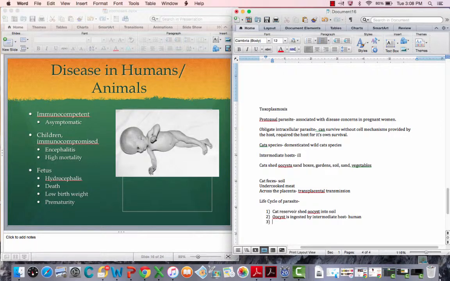So let's say you have an individual that's immunocompetent, meaning that their immune system is capable of handling the parasite. This means that they'll be asymptomatic, and essentially what happens is that as the parasite moves through its various stages, the immune system destroys it. So let's talk a little bit about the stages of the parasite.